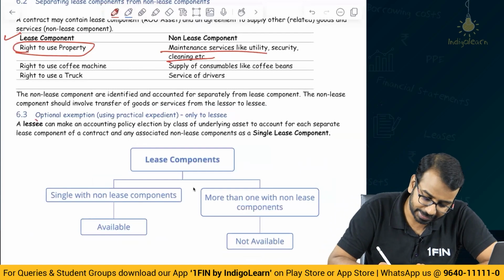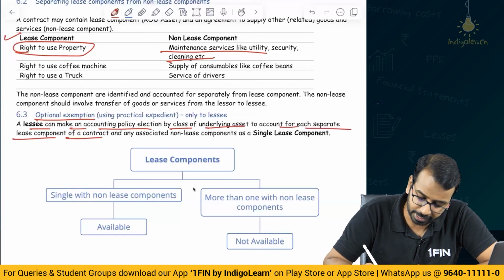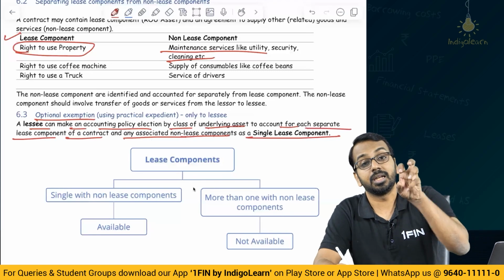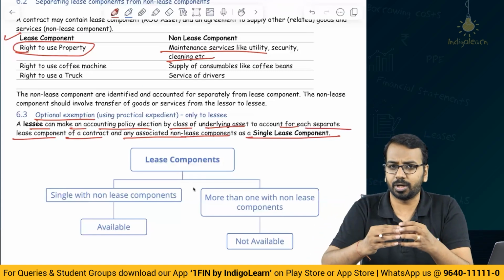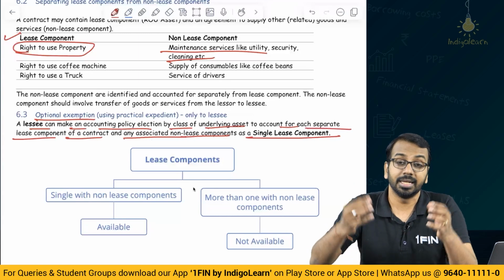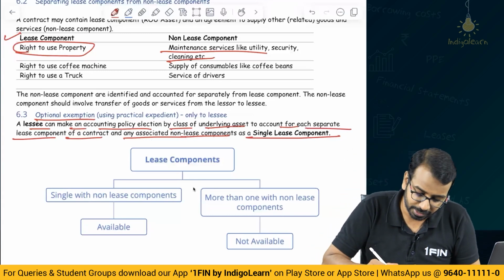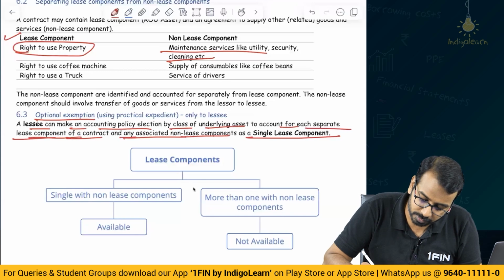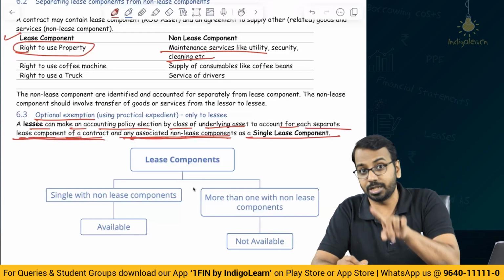Now, there is a practical exemption available where a lessee can make an accounting policy choice by class of underlying asset to account for each separate lease component of a contract and any associated non-lease component as a single lease component. Means if they are related, they can combine them together. Even if they are not related, if they want to combine, they can combine them and account for it as a single contract. But the non-lease component should be associated with the lease component. So that is one important thing.